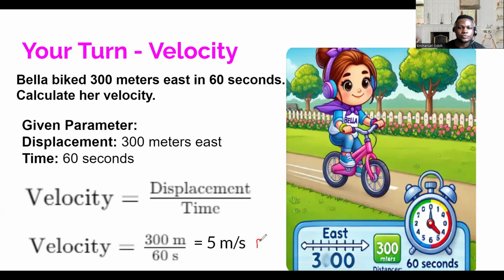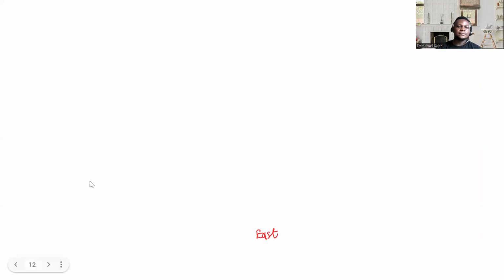I'm including the direction here, east. So she's traveling eastward, 5 meters per second east. That is our direction.